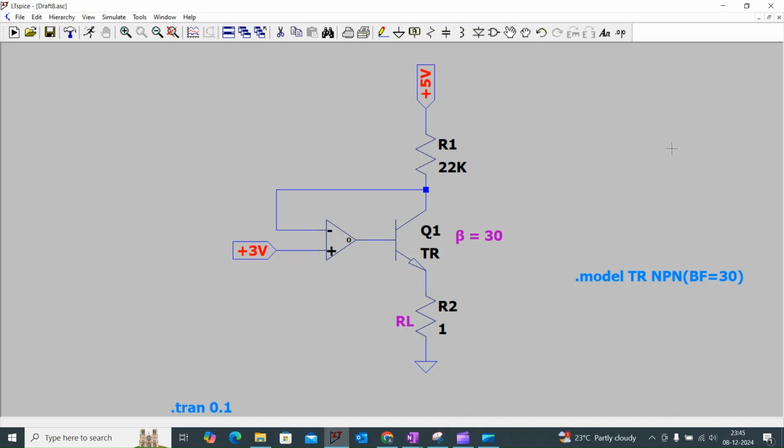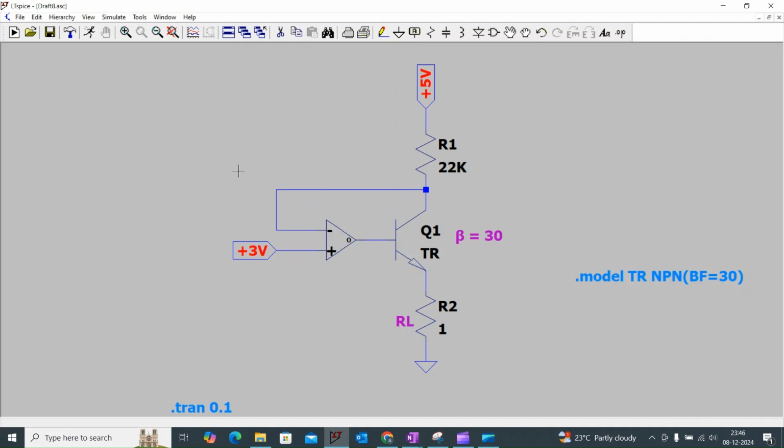Hi everyone. Now we are going to discuss another circuit with the op amp. Here we are considering the ideal op amp and we are going to find out the current across the load resistor RL. Here the output of the op amp is connected to the base terminal of the transistor. The inverting terminal is connected to the collector terminal of the transistor.